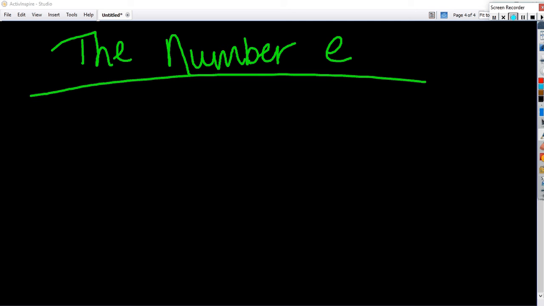It goes on forever and ever and ever. There's no pattern to the numbers. It just keeps on going forever, right? Can't be expressed as a fraction. It can only be expressed as an irrational number. So E is the same kind of concept.